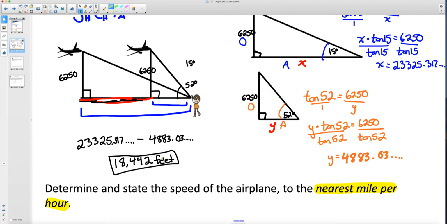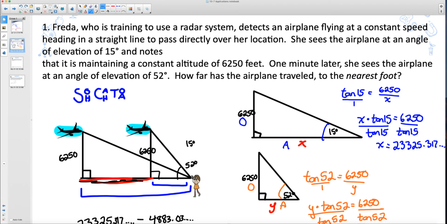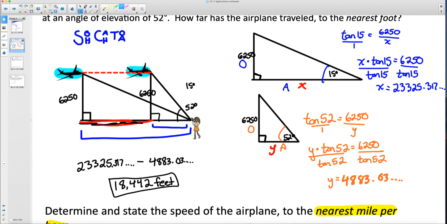Right now, we're in feet, and we have to think about how long it took this plane to travel from here to here. If we go back up, it tells us that to travel in that straight line, it started here, then it says 1 minute later. So the plane traveled about 18,000 feet in 1 minute. So every minute it travels about that much. So right now we're in feet per minute.